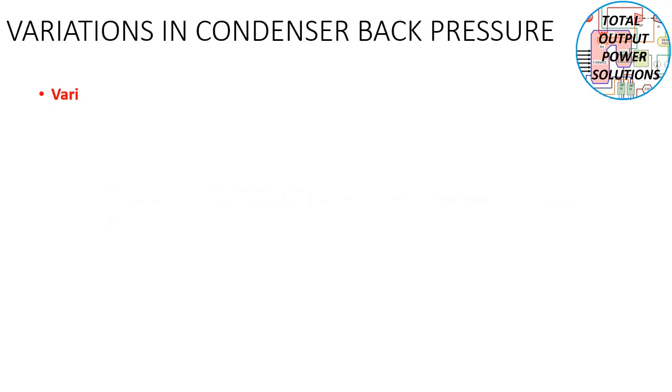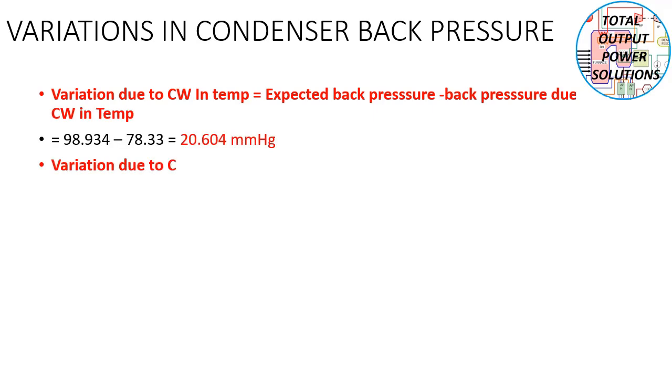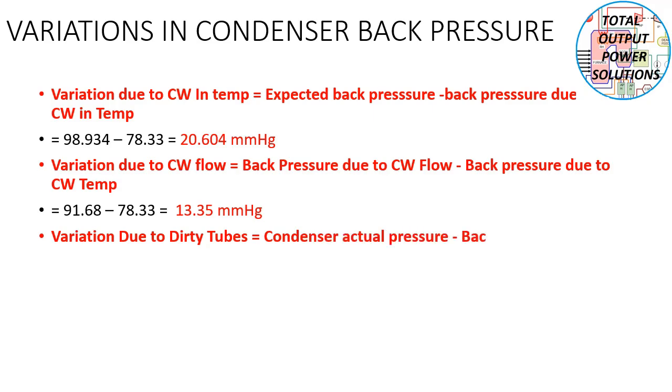Then we calculate the variations in condenser back pressure. The variation due to CW inlet temperature would be equal to the expected back pressure minus the back pressure due to CW inlet temperature, which comes out to be around 20.604 millimeters of Hg. Then the variation due to CW flow will be equal to the back pressure due to CW flow minus the back pressure due to CW temperature. That comes out to be around 13.35 millimeters of Hg.